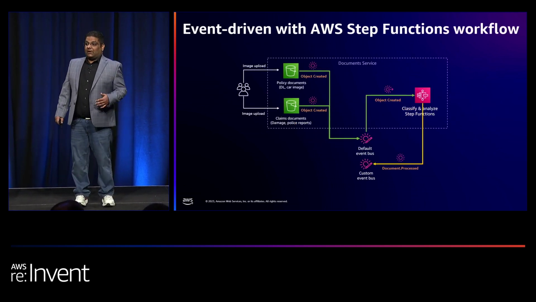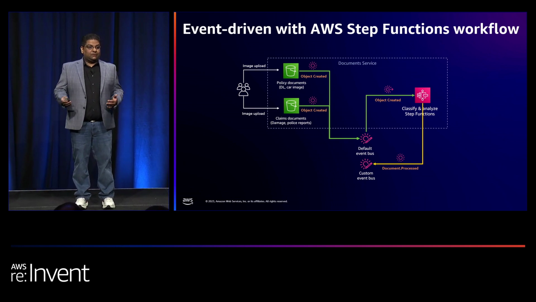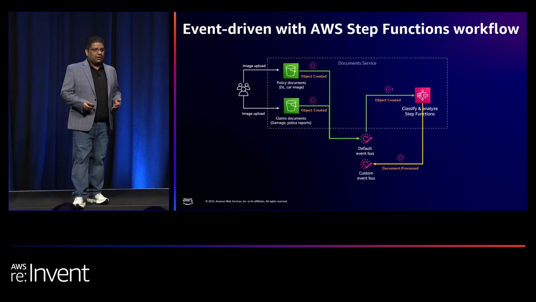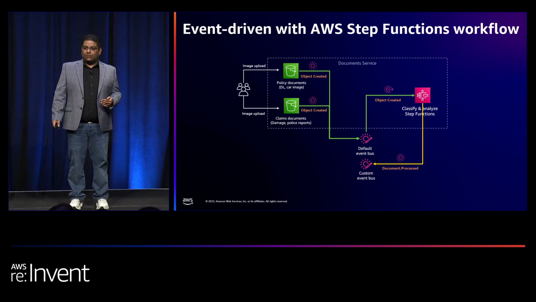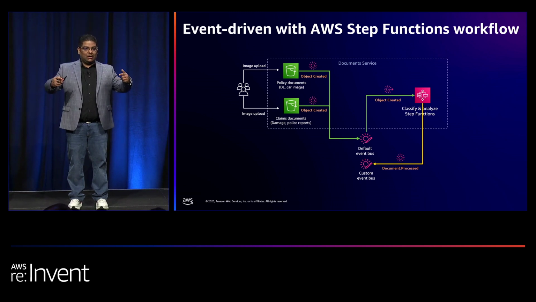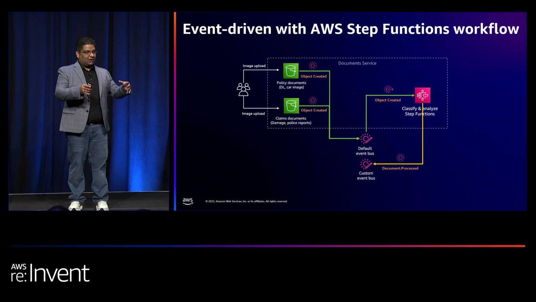Event-driven with AWS Step Functions. So again, talking about a different type of workload. When you upload a document to the bucket, we saw the object created event goes to the bus, and then that triggers a state machine. In this example, I have a state machine that figures out whether it's a driver's license image or a car image.